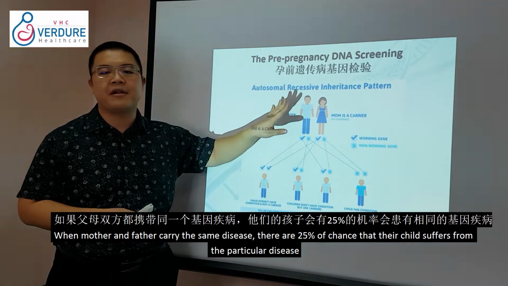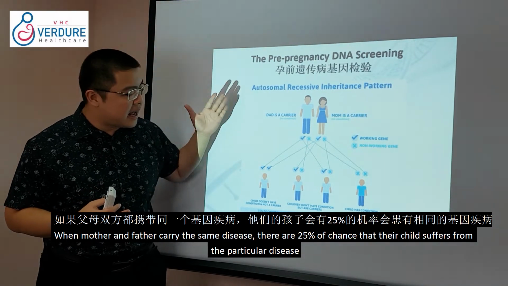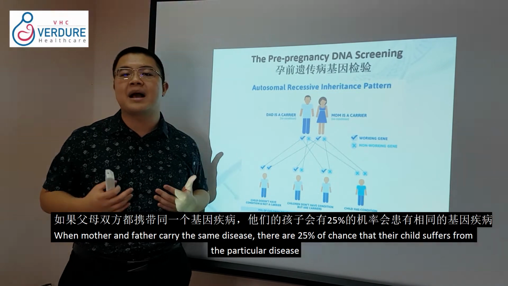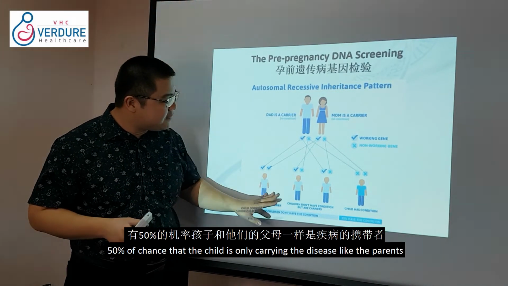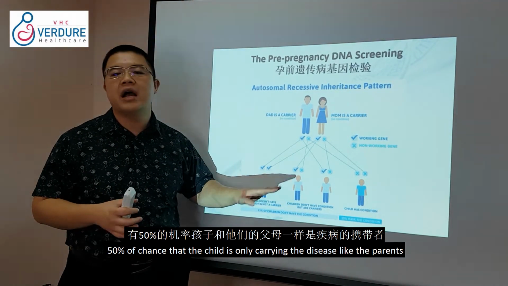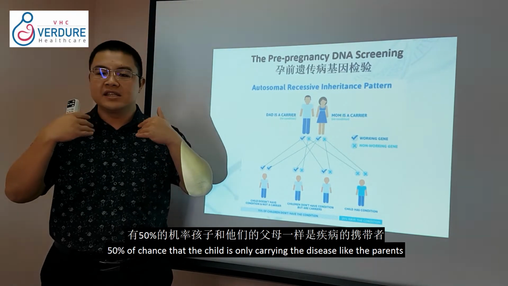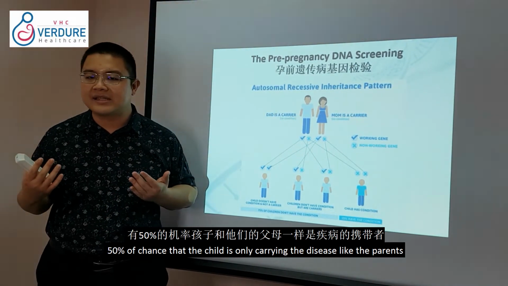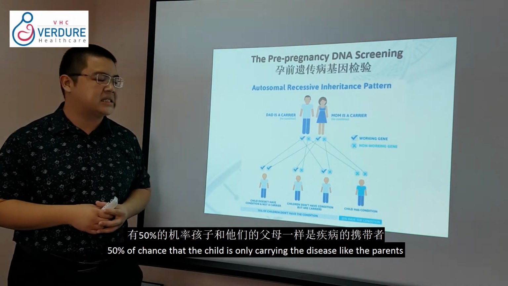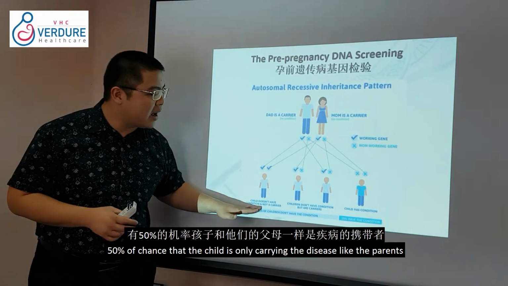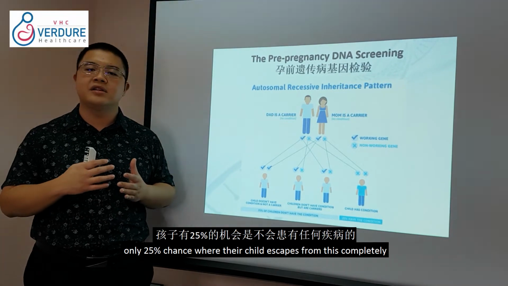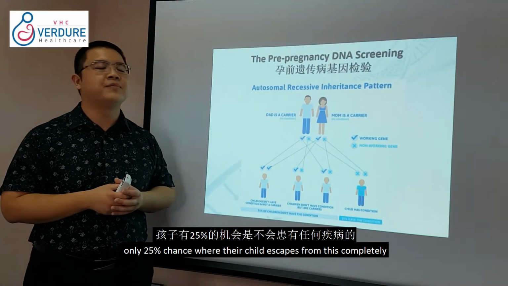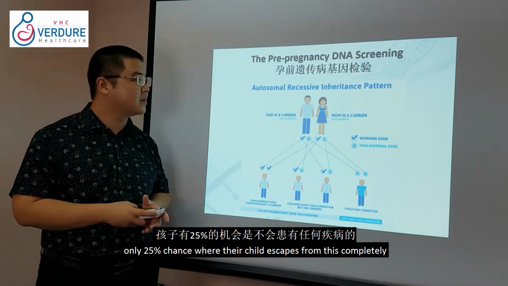So, as you can see, let me illustrate one more time. Mom and dad carrying the same diseases. There's a 25% chance for the child to get the disease and become affected. There is a 50% chance of the child who will be getting the gene, but they are just like mom and dad, they are the carriers. They are not going to be affected by the disease. And then there's only a 1/4 chance whereby the child can escape the entire disease devil claw.